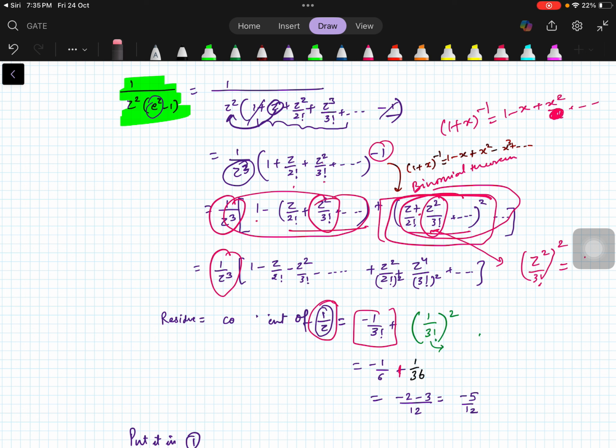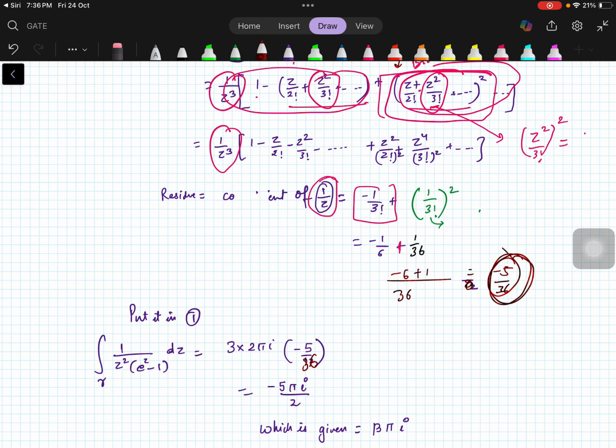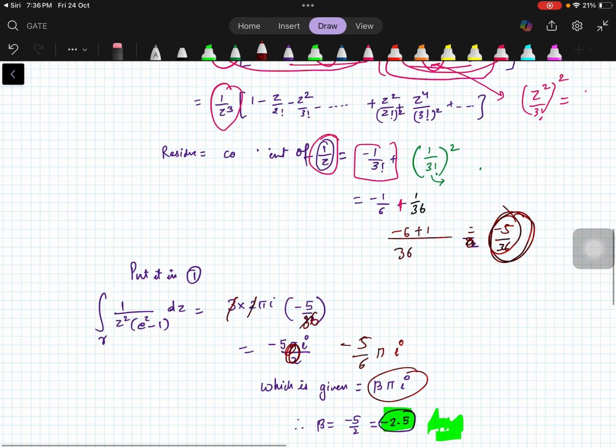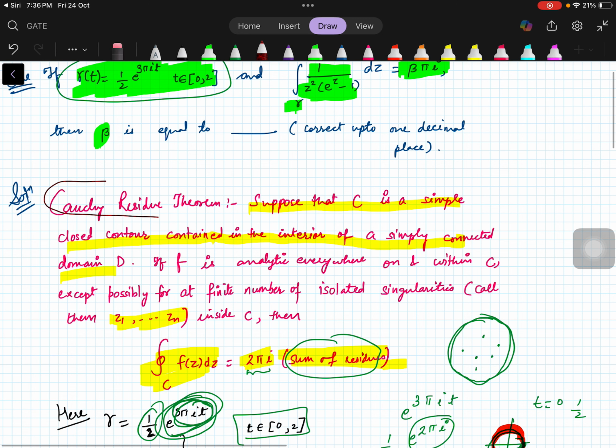Let us just calculate. Over 36, you have minus 6 plus 1, so that would be minus 5 by 36. So this is our residue. You can just do the calculations, so 3 times 2 pi iota times minus 5 by 36 is equal to minus 5 by 6 pi iota, which is given equal to beta pi iota. Now if you compare, you will get beta equal to minus 5 by 6. So this is a simple application of the Cauchy residue theorem. You have to look at what the Cauchy residue theorem is, and accordingly you can do it.